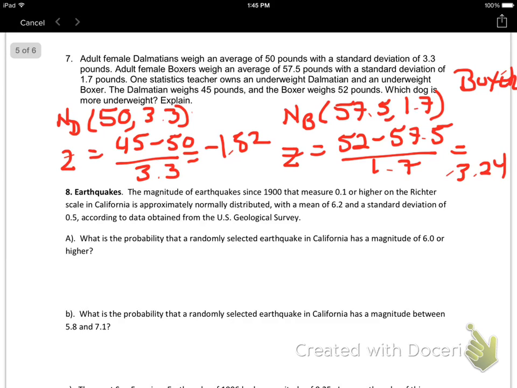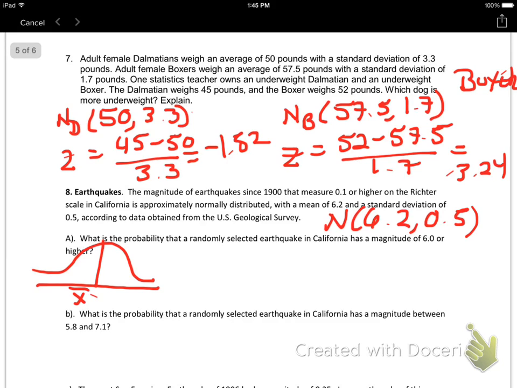Okay, let's go to number 8. Let me see if I have the whole thing on another page, just a second. Okay, so what do they tell us here? That the normal distribution is 6.2 with a standard deviation of 0.5. What is the probability it has a 6 or higher? So again, 6.2, standard deviation is 0.5, 6 or higher.